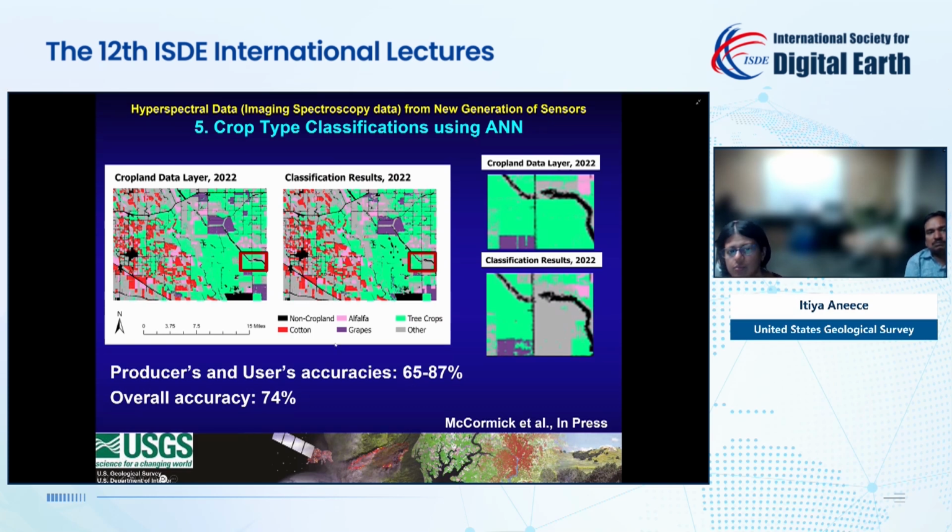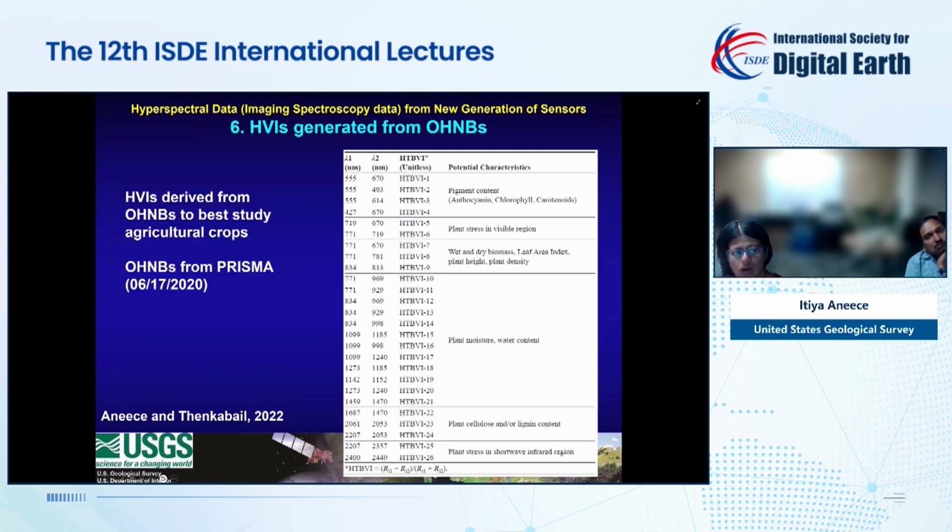So we can use OHNBs for classification. We can also use them to build hyperspectral vegetation indices like the ones you see here. They can be used for estimating various crop characteristics like pigment content, plant stress levels, wet and dry biomass, moisture, etc. And we're currently working on doing some of this with some field data that we recently collected and are collecting.